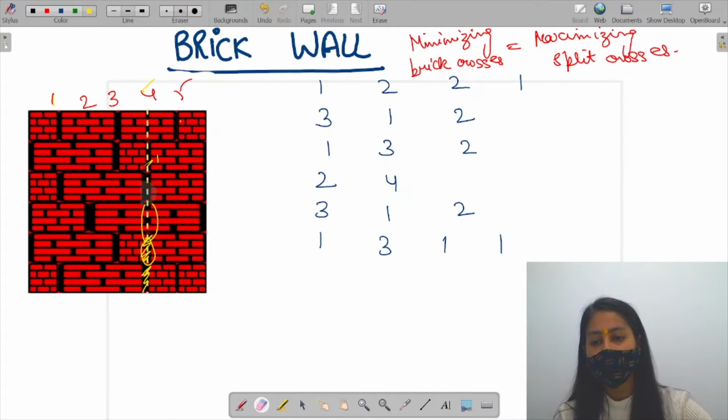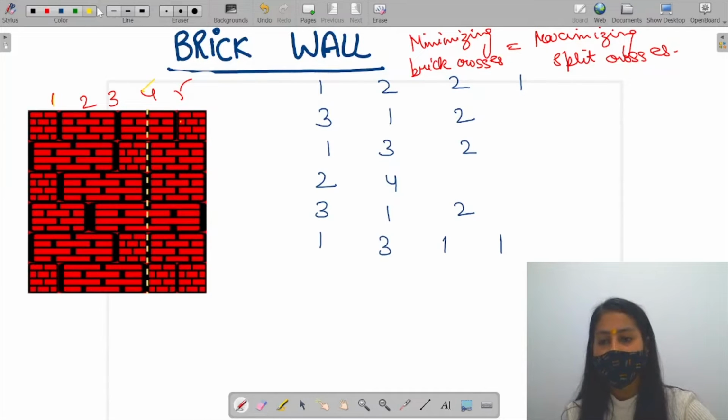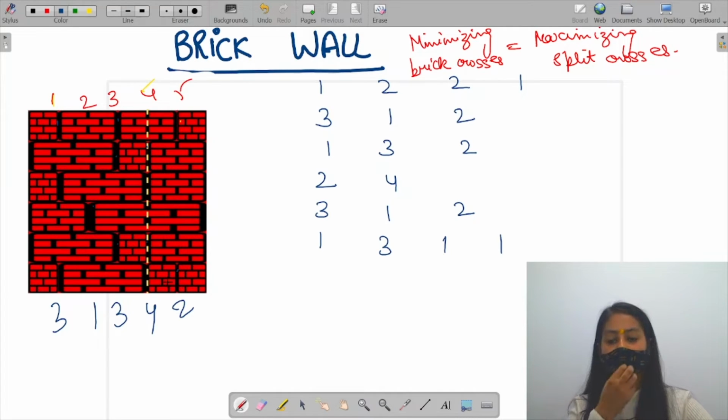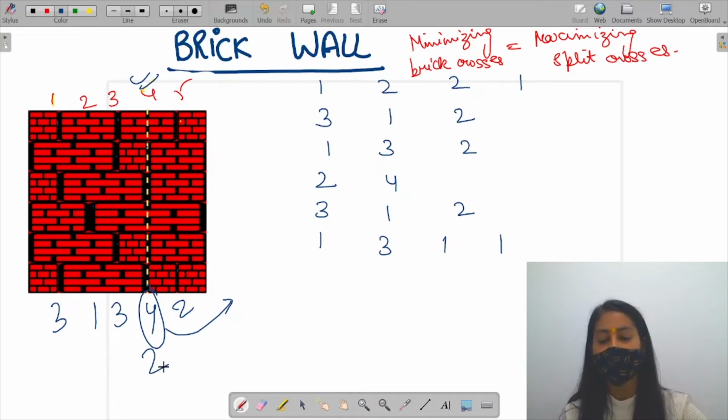So you can see from this example that the total number of split crosses present at 4 is 4. So at 4 the total number of split crosses are 1, 2, 3 and 4. At 3 there are 1, 2 and 3. At 2 there is 1. At 1 there are 3 split crosses. At 5 there are 2 split crosses, right? So you are getting the maximum split crosses at the same point where you are getting the minimum brick crosses.